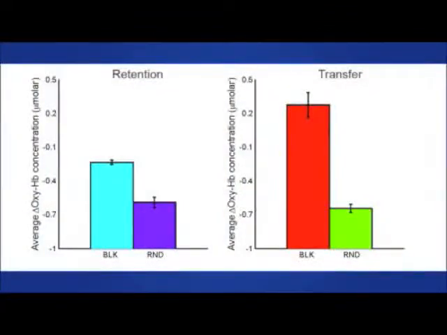Mean oxygenated hemoglobin concentration changes during practice trials indicate that the blocked order required higher brain activation compared to the random order.